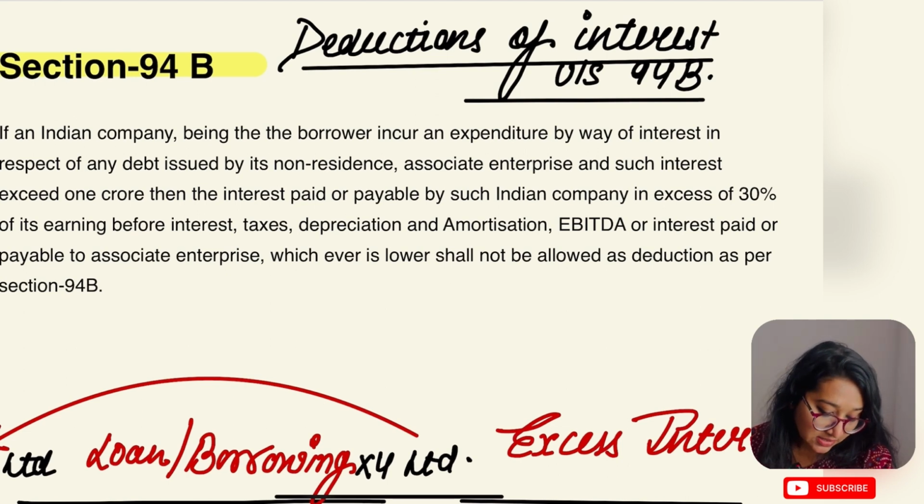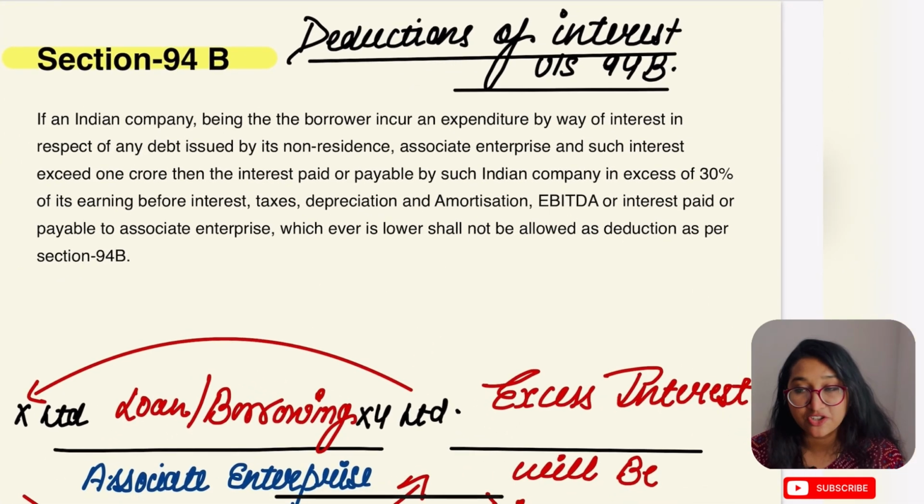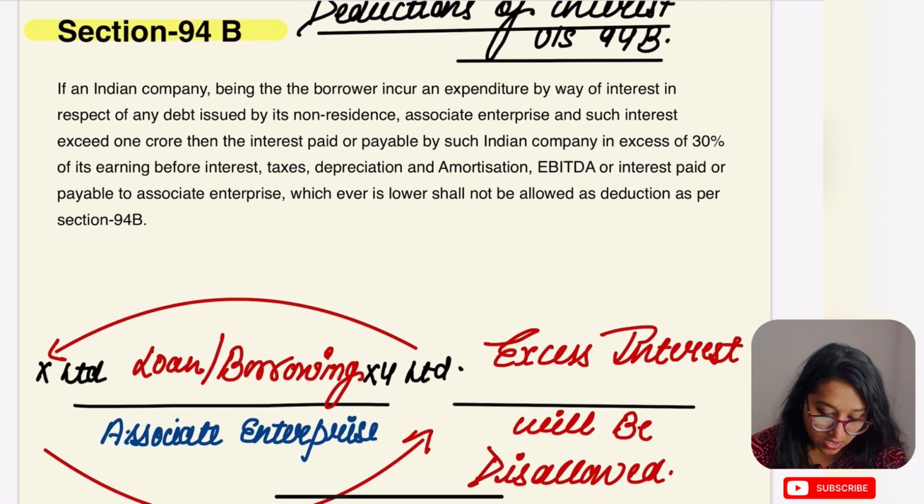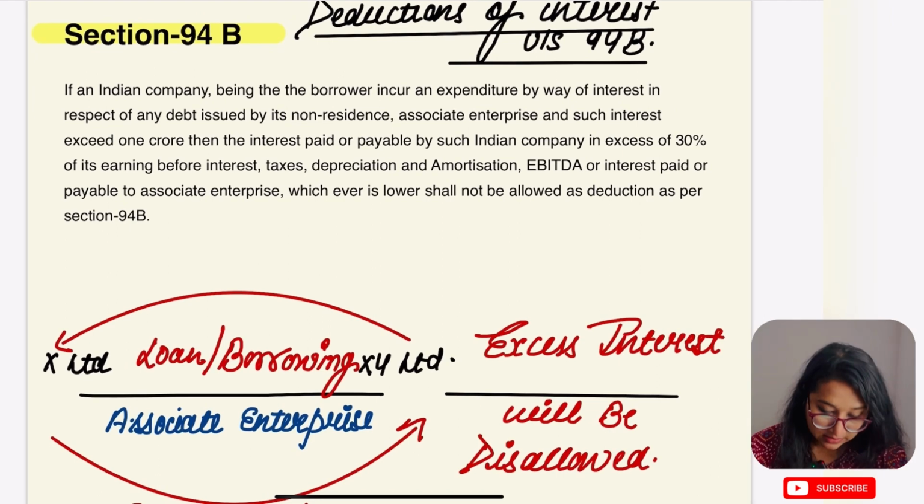Our today's topic is section 94B, deduction of interest under section 94B. We'll understand this with the help of what is written in law and with the help of an example. So let's go, guys.